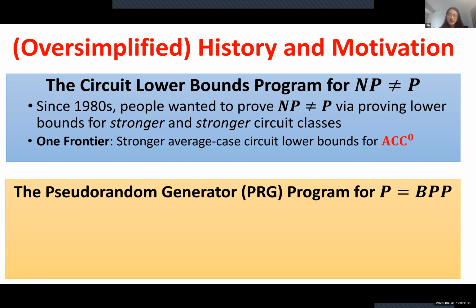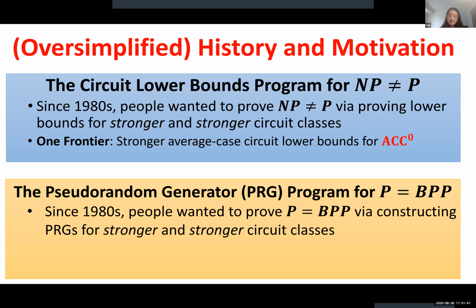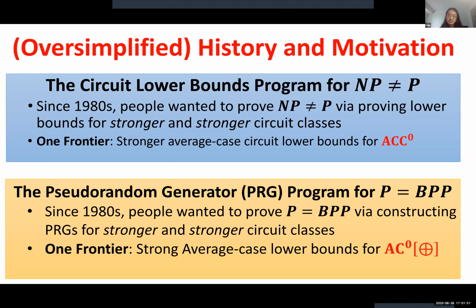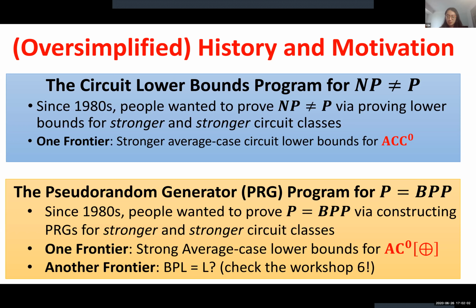Another big question in complexity is about derandomization and PRGs. Since the 1980s, people wanted to show P equals BPP by constructing PRGs for stronger and stronger circuit classes. One frontier question is getting PRGs for AC0 parity, and for that, we need stronger average case lower bounds for AC0 parity. I'll define them in a moment. You can also check workshop 6 on the related question BPL equals L.